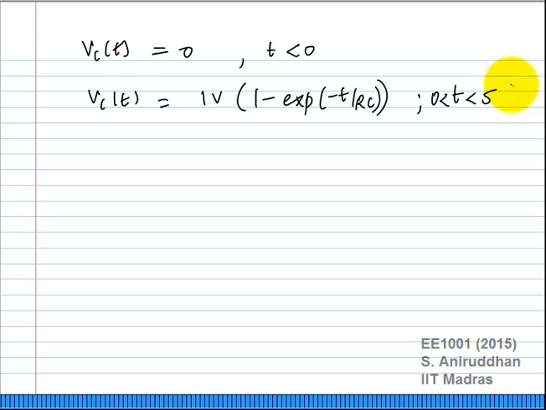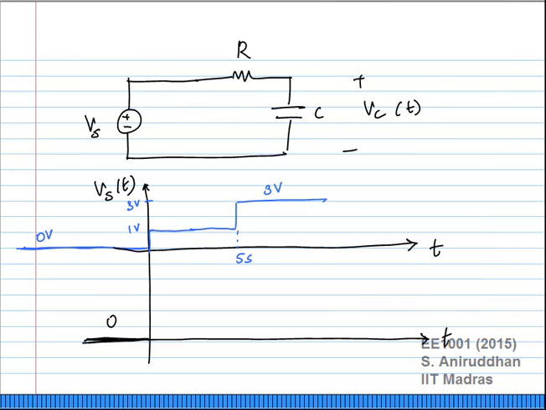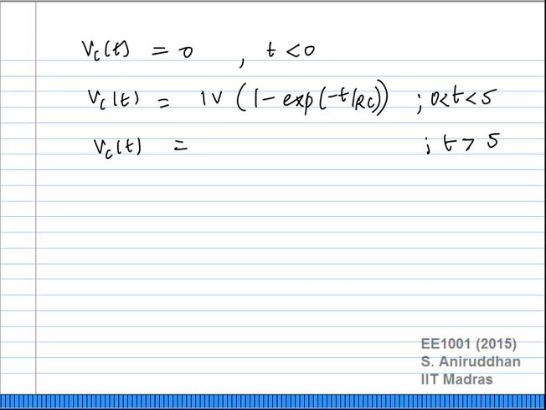What will happen for T greater than 5? So this will be 1 plus. Why is it 1 plus? Look at VS. VS is 3. Right? So don't make these kinds of silly mistakes. VS is 3 plus. So it is the final voltage. Plus VC of 0.